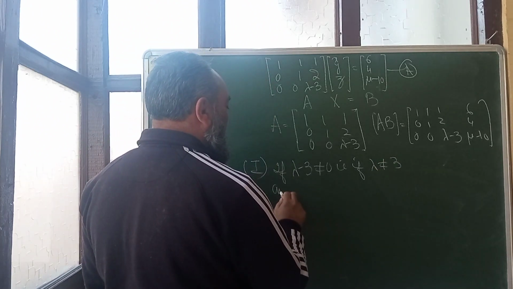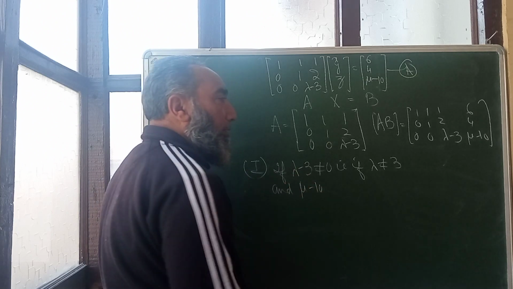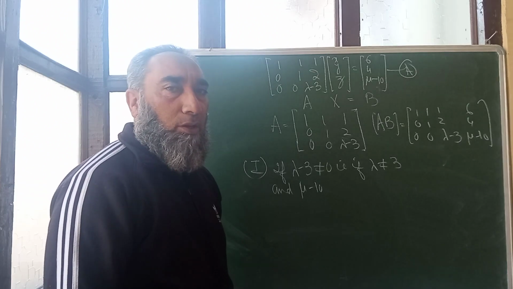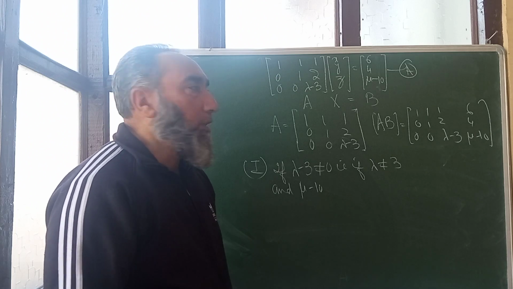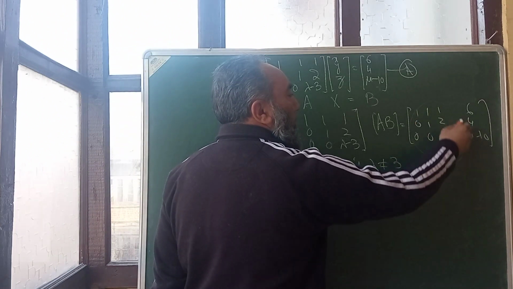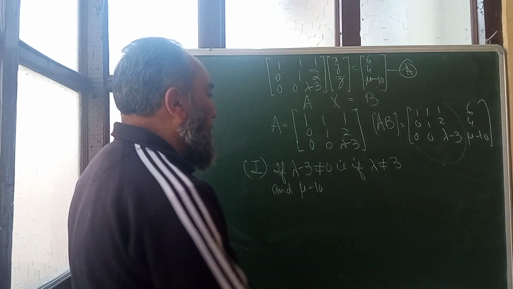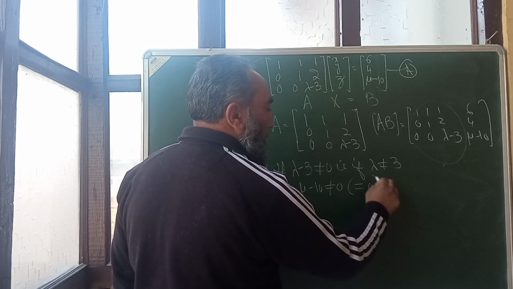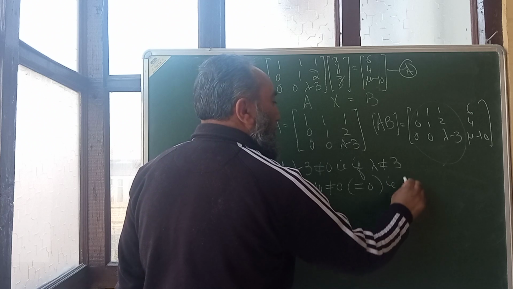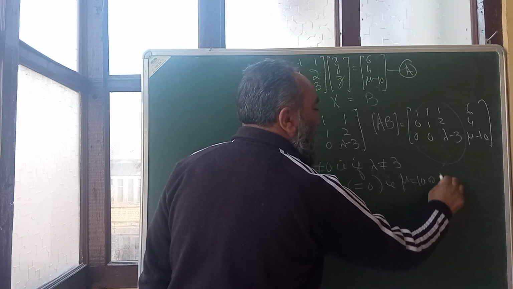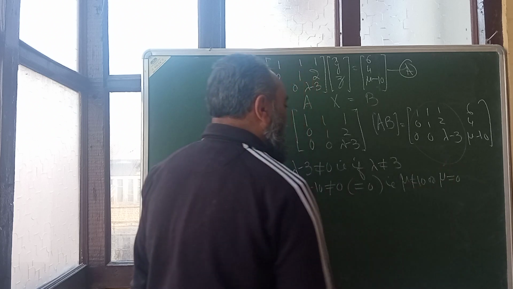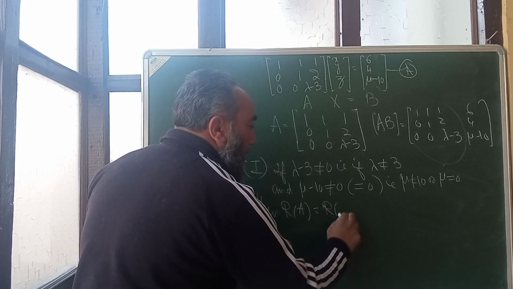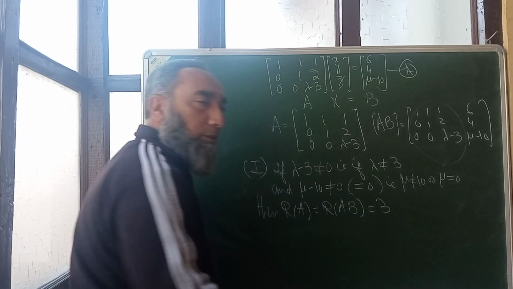and mu minus 10, it doesn't really matter whether mu minus 10 is 0 or it is not equal to 0, because in both cases there will be a minor of order 3 which is not equal to 0, so rank will be 3. So mu minus 10 is equal to 0 or is not equal to 0, means whether mu is equal to 10 or mu is not equal to 10, then rank of A is rank of AB is equal to 3.